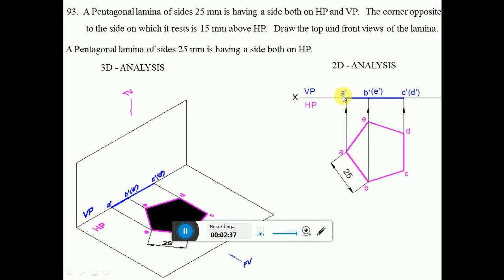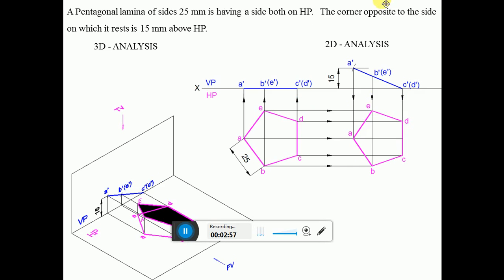And the inclination of the surface with respect to HP is 0, and here the corner opposite the side is 15 mm above HP. Now the corner opposite to the side is also on HP now. So now we will go to the next position.